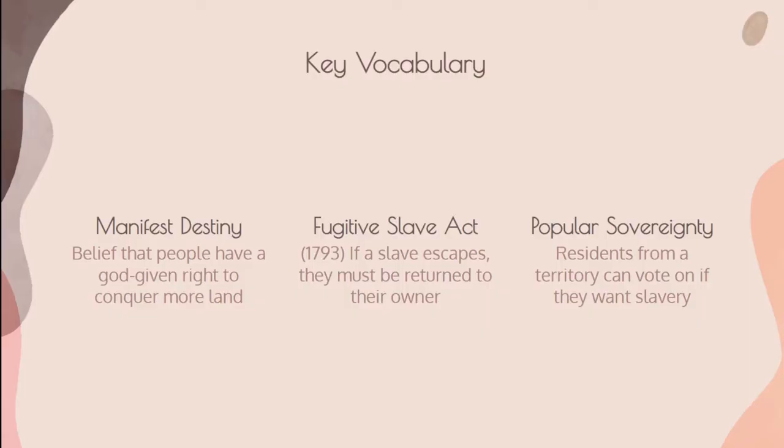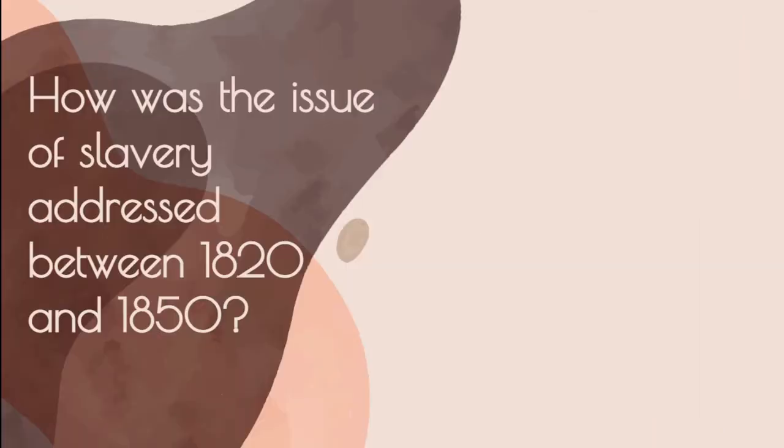Then we have popular sovereignty, which is where residents from a territory can vote on if they want slavery. This caused a lot of tension, mainly the Bleeding Kansas and stuff like that.